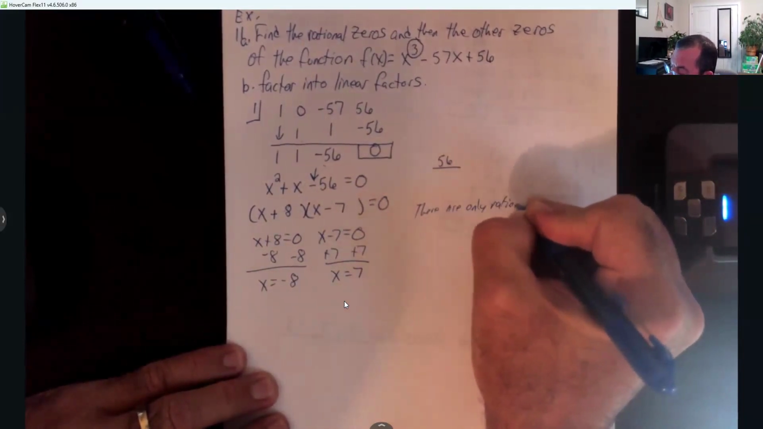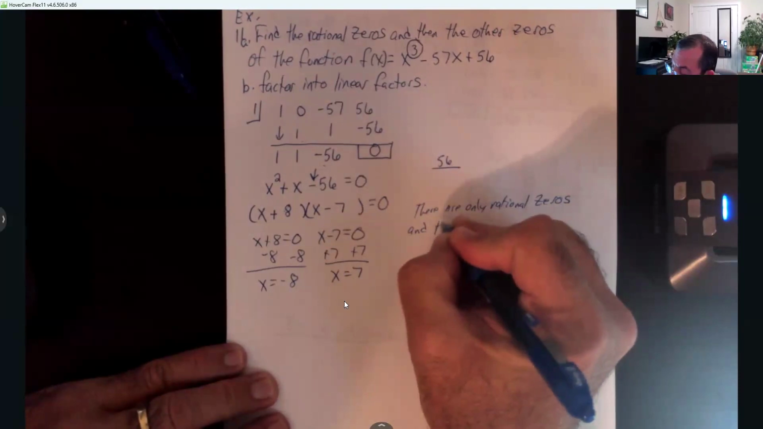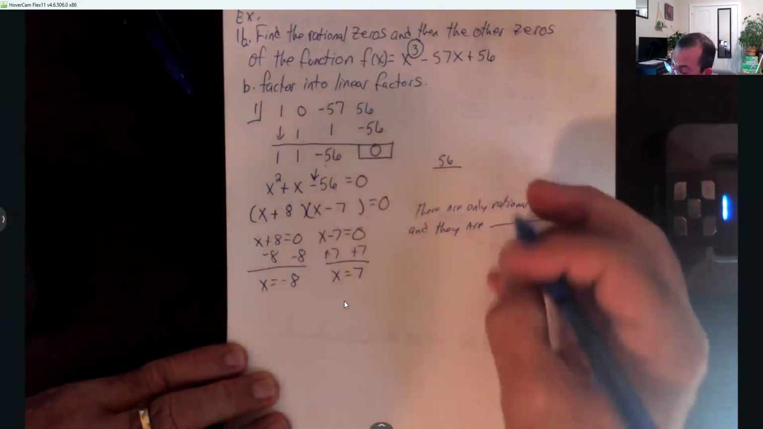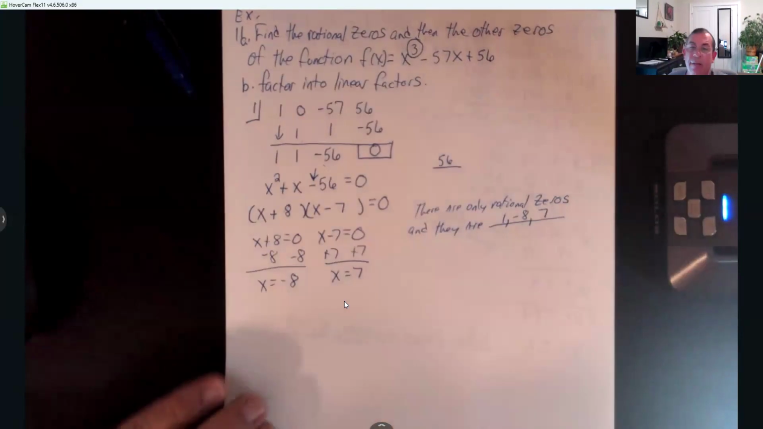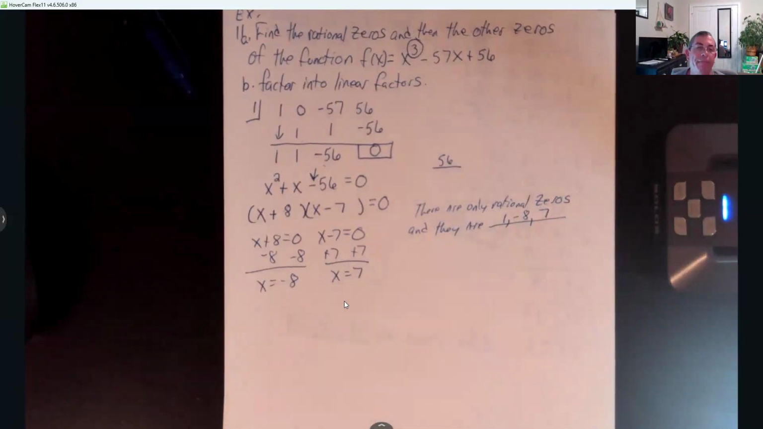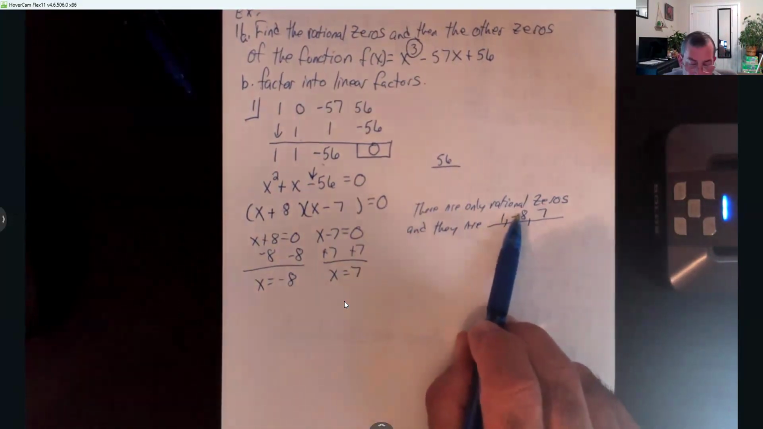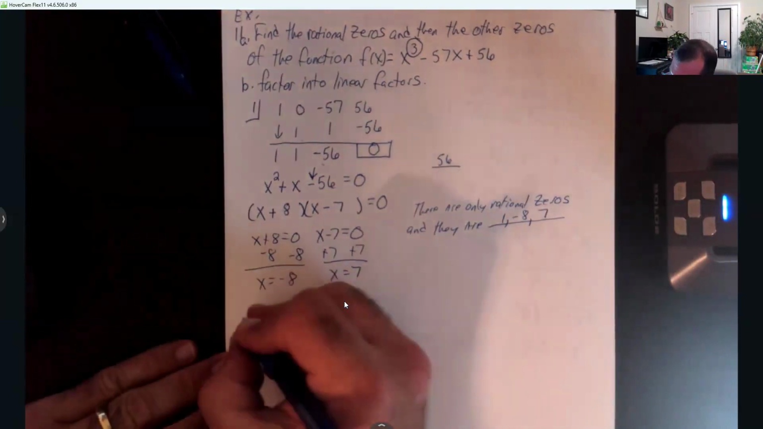Rational zeros, and they are blank. So we would put in our 1, -8, and 7. Okay. Now, like I said, if I would have had radical answers or imaginary, I'd have put which ones were rational, and then I'd have put the other zeros are blank, blank, blank. So I think 12 will do that. Now, linear factors.